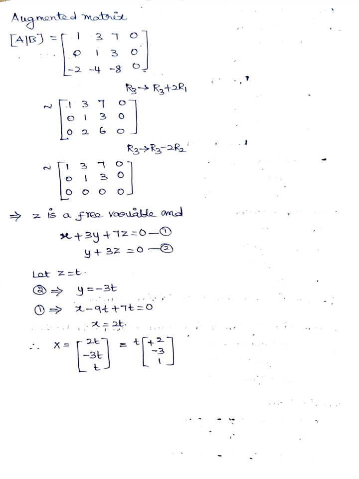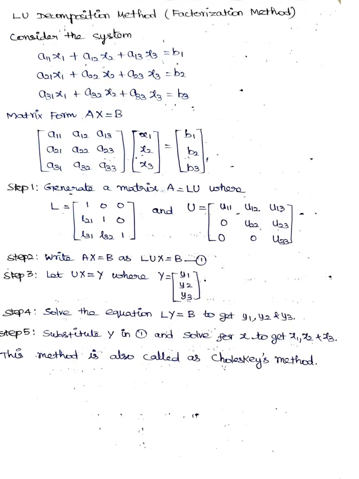So finally we get capital X, where the x value is 2t, the y value is minus 3t and the z value is t. So taking t outside, we get 2, minus 3 and 1.